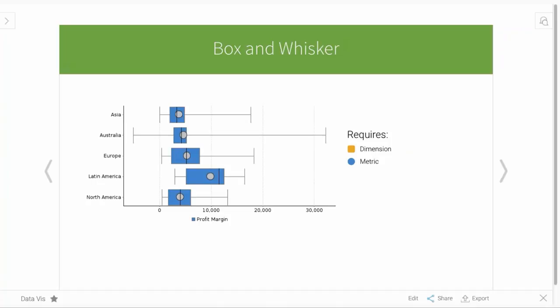So the next is the box and whisker plot, definitely named after what it looks like. And these are very good for showing the distributions of your actual data sets. So not the count, but what's actually in the data.